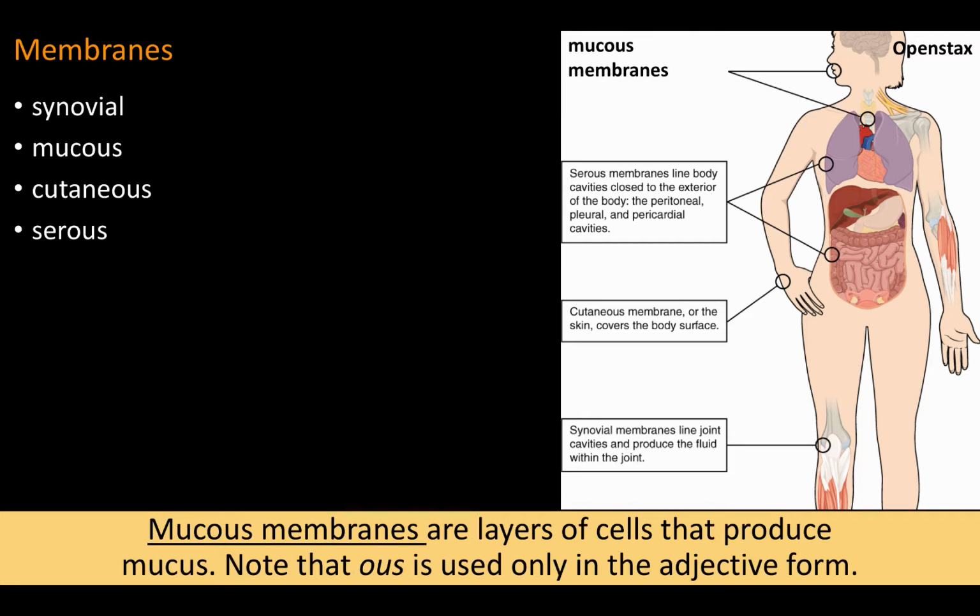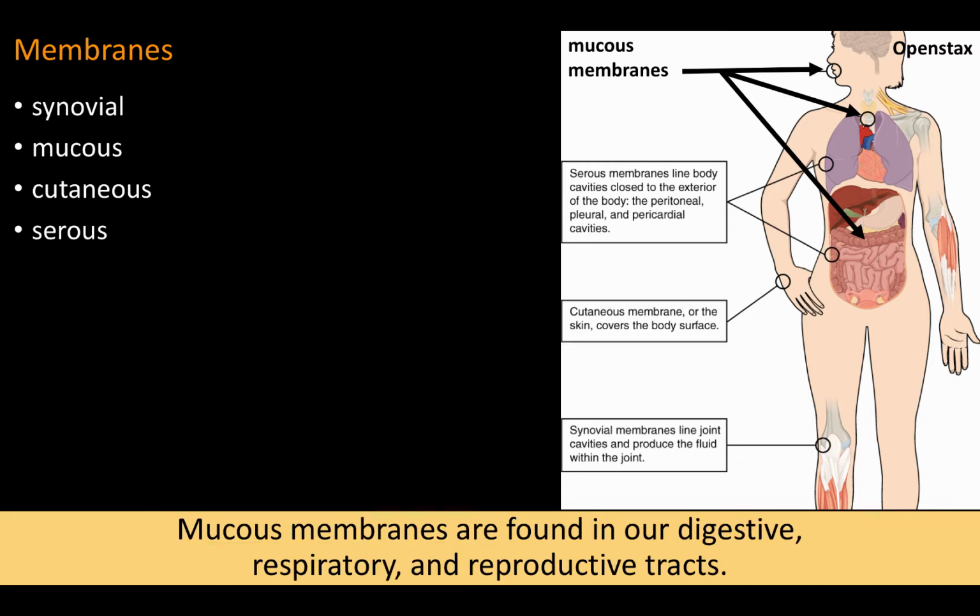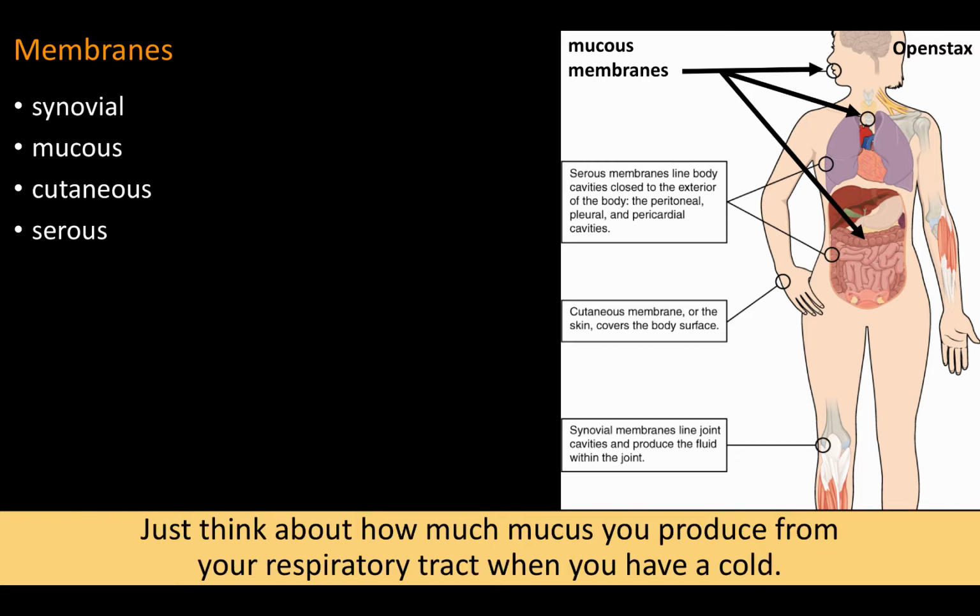Mucous membranes are layers of cells that produce mucus. Note that OUS is used only in the adjective form. Mucous membranes are found in our digestive, respiratory, and reproductive tracts. Just think about how much mucus you produce from your respiratory tract when you have a cold.